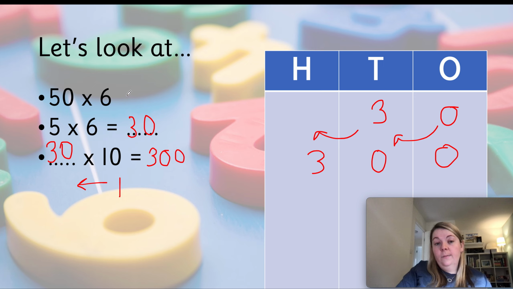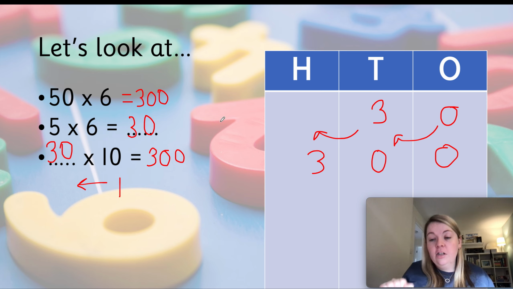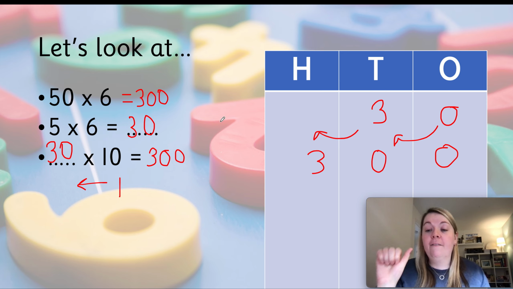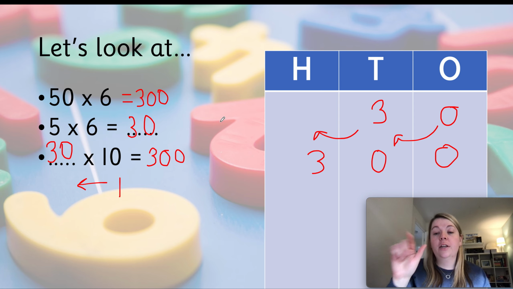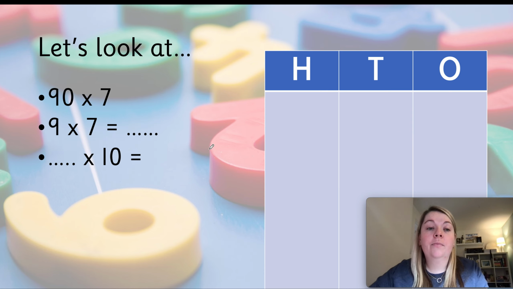So this means 50 multiplied by 6 equals 300. And if you skip counted in 50s, you'd add 50, 100, 150, 200, 250, 300. So that shows that we are correct.